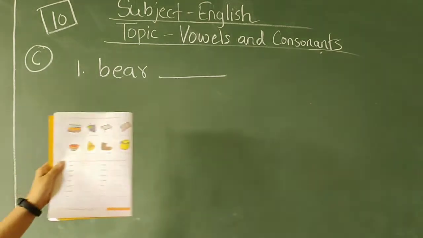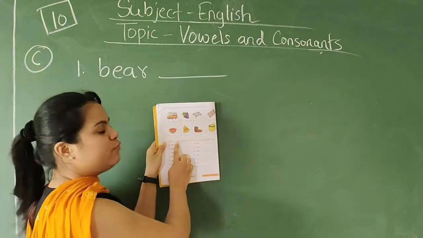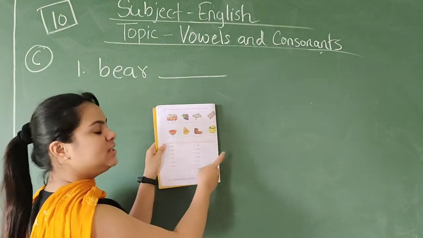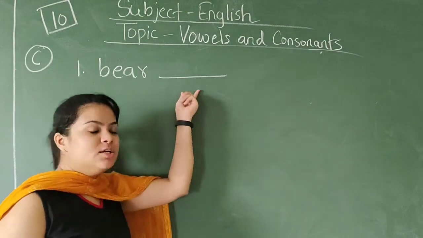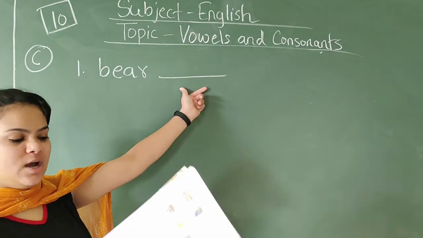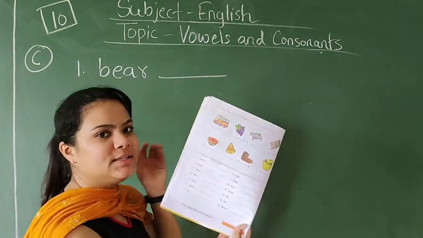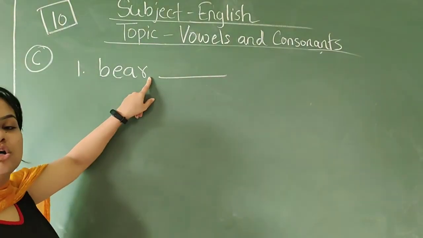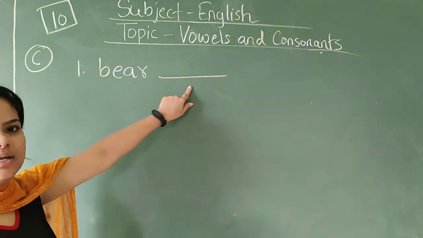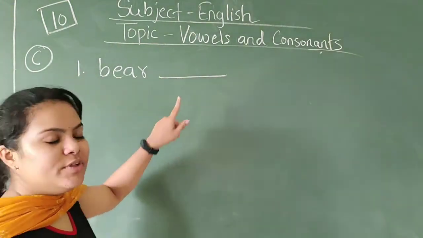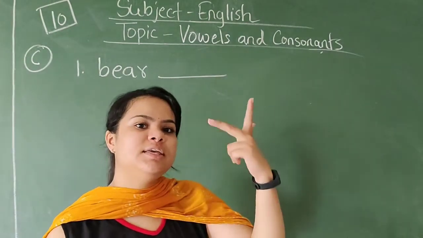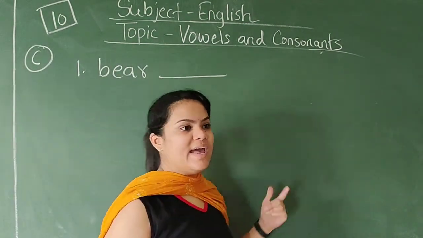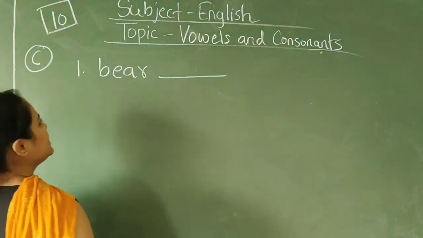So dear students, what the question is, circle the vowels in these words and write the consonants in the blank. So here in the blank you have to write how many consonant letters are in this word, okay? So what are our vowels? A, E, I, O, U. So we have to circle such vowel letters.